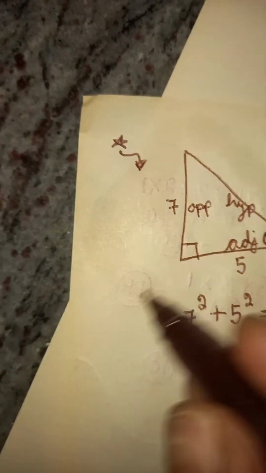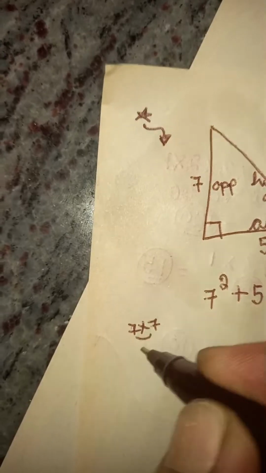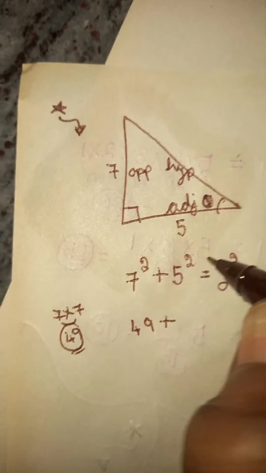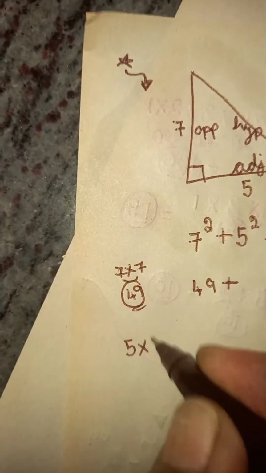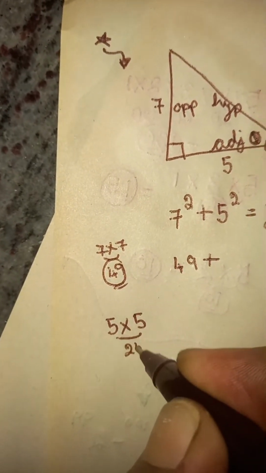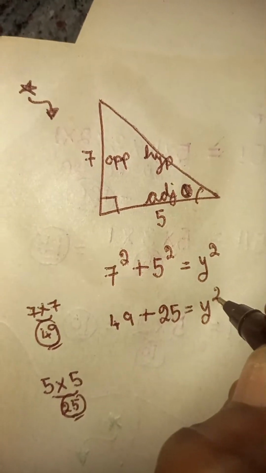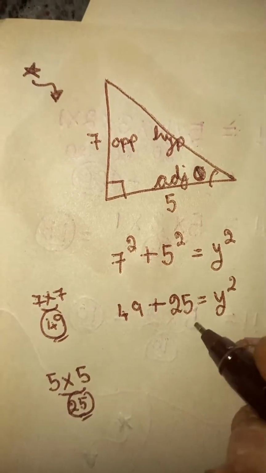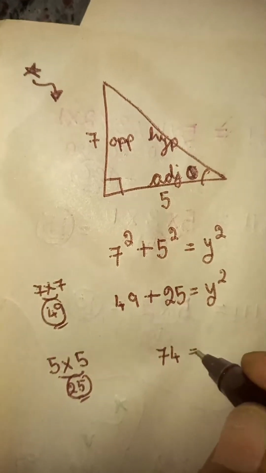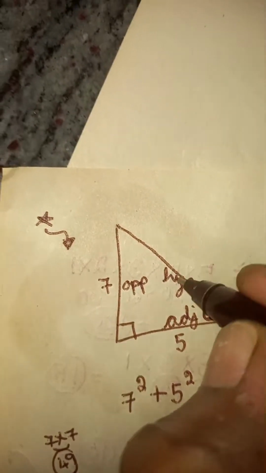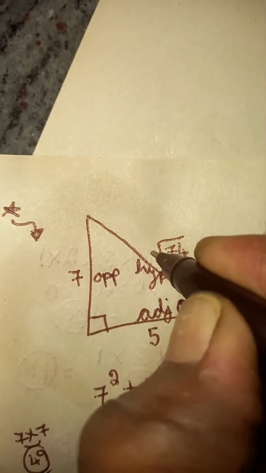Now 7 squared means 7 times 7, which is 49. So this is 49, plus 5 squared means 5 times 5, which becomes 25. This is 25, which is equal to y squared. 49 plus 25 is 74, and y squared going to that side becomes a root. So the hypotenuse length is root 74.